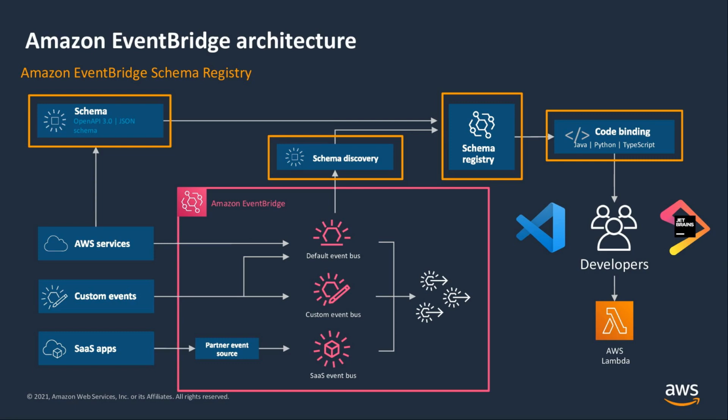Those schemas can also be used to download code bindings, which allow you to represent the event as an object in your code. And you can take advantage of IDE features like validation and autocompletion. So there are plugins for VS Code, JetBrains, and other IDEs. And you can download those code bindings for different programming languages, so Java, Python, TypeScript. A lot of flexibility there.